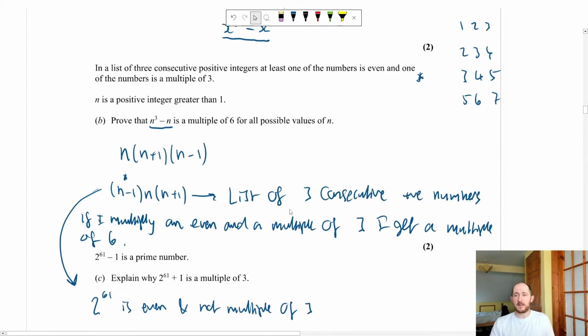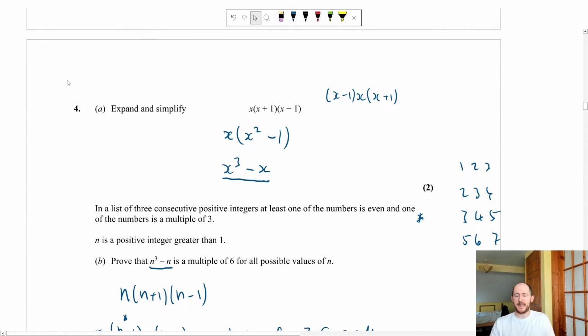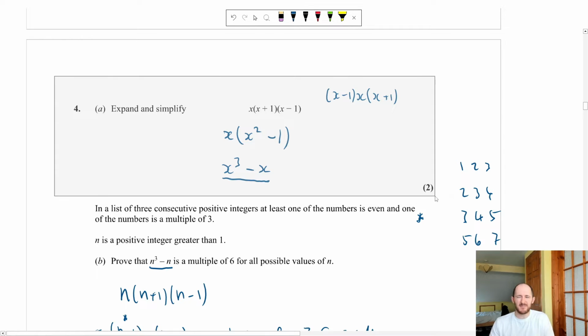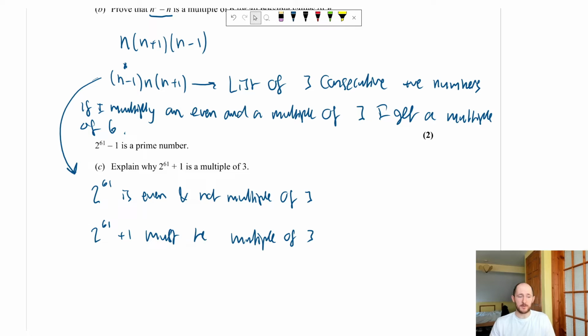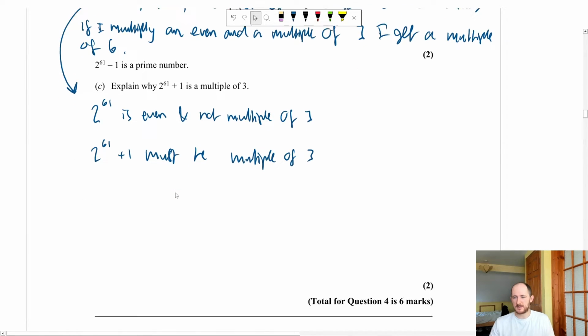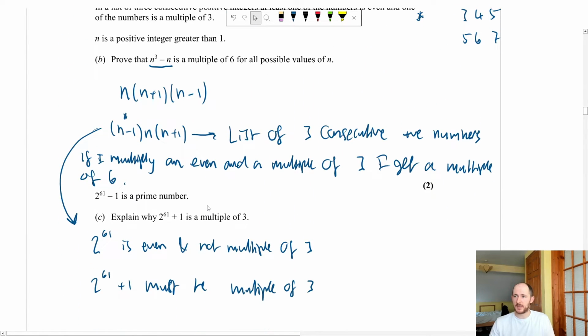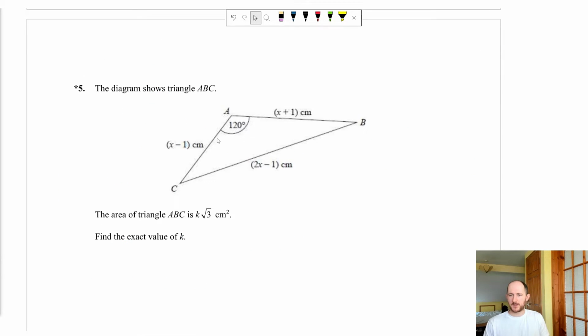That is a very, very difficult proof question. I expect everyone should be able to do part A, but B and C are incredibly difficult. I hope my thought process makes a bit of sense and maybe you picked up something, but that is a very difficult question. Another pretty fat question.